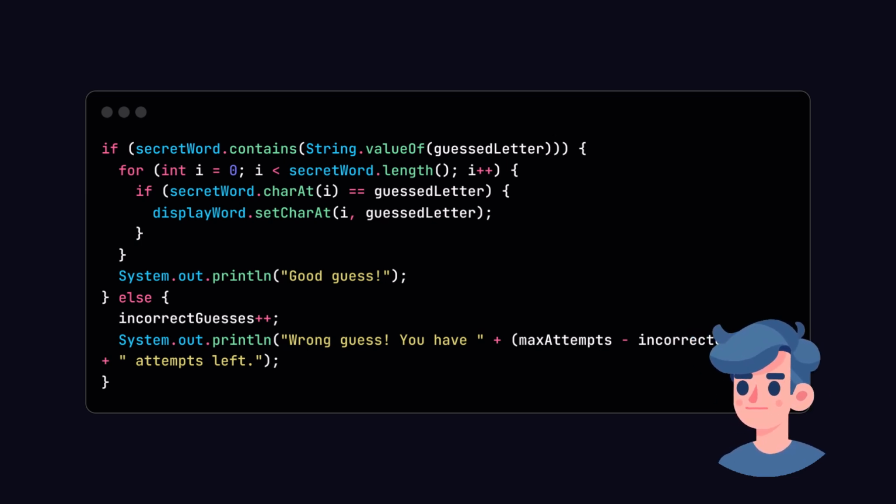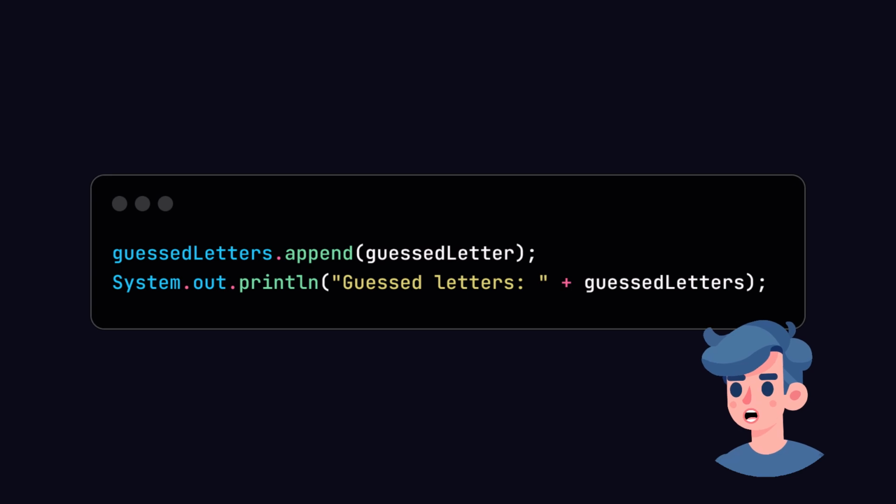Now we need to check if the guessed letter is present in the secret word. If it is, we will update our display word to show the correct guess. If not, we will increment the incorrect guesses. Let's also include logic to store the already guessed letters so that the player won't guess the same letter multiple times. Here's how you can update the guessed letters and display them after each guess.